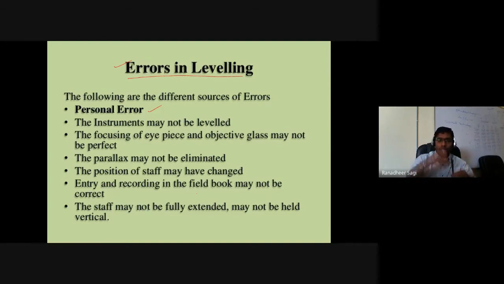So whenever you are pulling your leveling staff out for the next pieces, you have to start pulling from the bottom and then move on to the top. You have to be very careful when extending your leveling staff in the vertical direction: extend it by pulling from the bottom, not from the top piece.